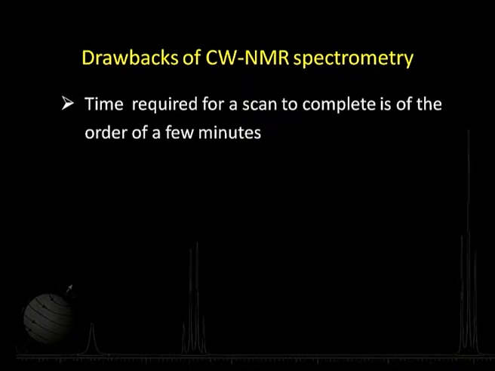Now, this way of doing things is very convenient, but it is an older way, and it has certain drawbacks. The first is the time it takes for a scan to complete. A scan means I have to start the radio frequency at a certain value, or the field at a certain value, and scan through the whole range. That is, all the possible protons or nuclei in the molecule get excited over there. That takes a few minutes, maybe 2 or 3 minutes or so.